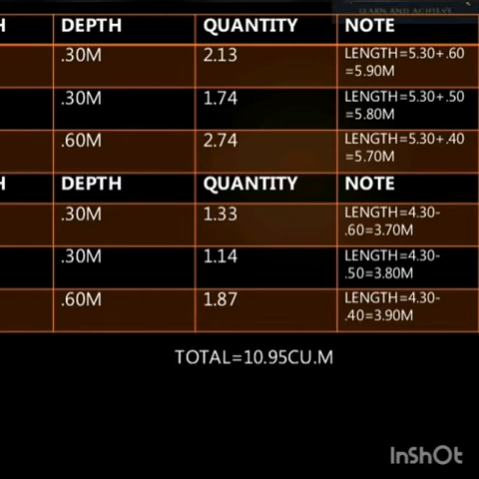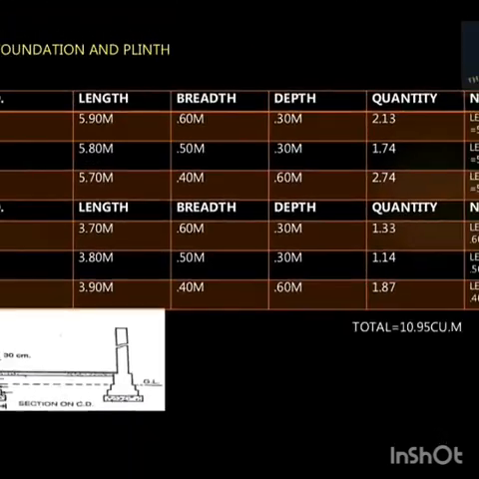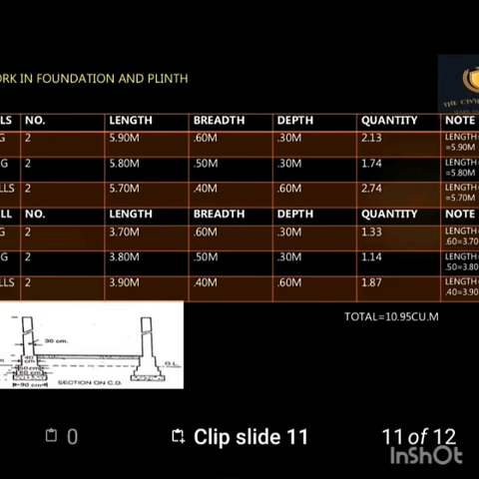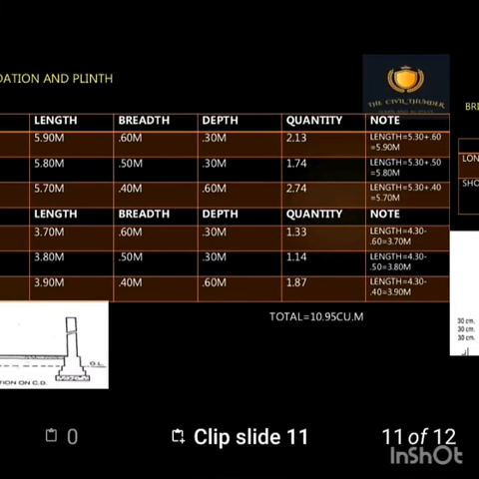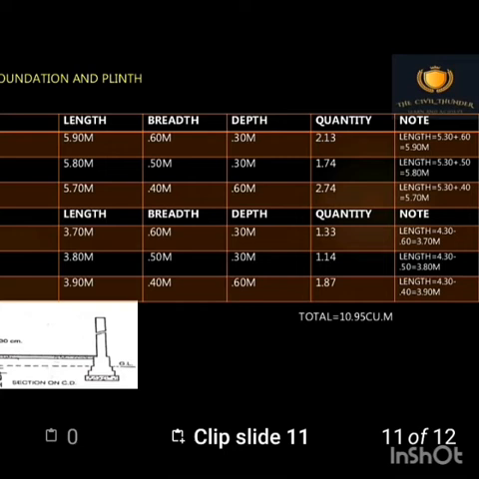Now similarly, the inner to inner length of the plinth wall is equal to 4.3 minus the width of the plinth wall 0.4 meters, which is 3.9 meters. Now, by noting down these obtained length values in the length column, and the breadth values and depth values in the breadth column and depth column, we can obtain the quantity by multiplying all these values, and the quantities obtained are 1.33, 1.14 and 1.87 cubic meters respectively. Therefore, the total volume of brickwork obtained in foundation and plinth is equal to 10.95 cubic meters.